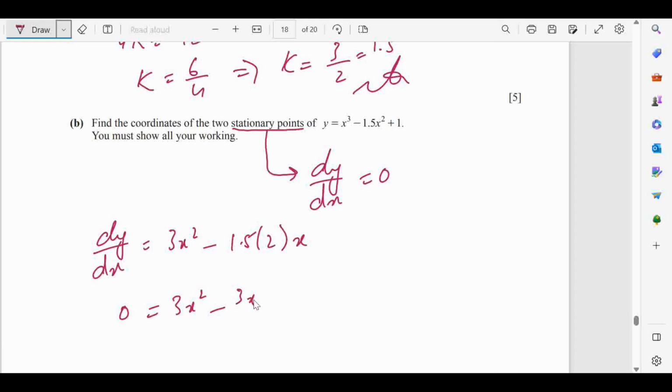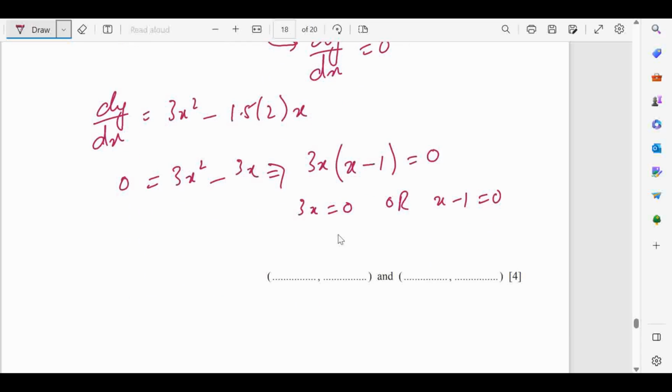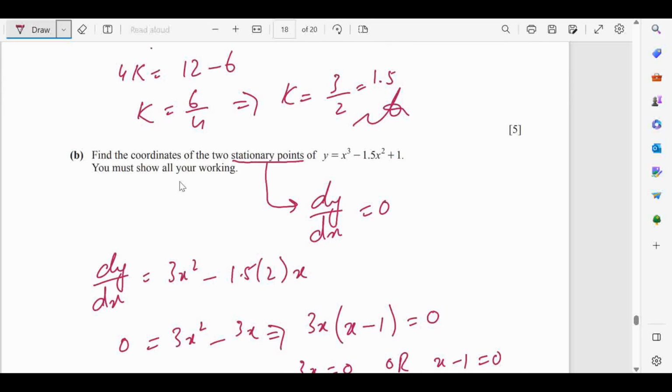So 3x squared minus 3x. Now from here we have to take 3x as common. So 3x into x minus 1 is equal to 0. So from here we will have two values, 3x is equal to 0 or x minus 1 is equal to 0. Now if we rearrange it, x will be equal to 0 and x will be equal to 1. These are the x coordinates, x is 0 and x is 1.